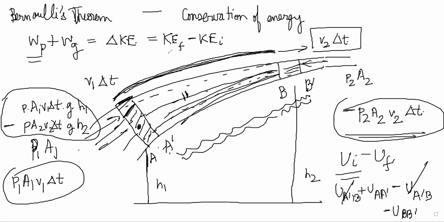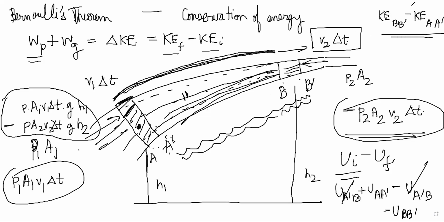That should be equal to change in kinetic energy. And again, kinetic energy, do the same thing. Kinetic energy final is kinetic energy of A dash B dash, so that will be composed of kinetic energy of A dash B plus B B dash. And again, subtract kinetic energy initial, which will cancel the A dash B portion initial. So it will be kinetic energy of B B dash minus kinetic energy of A A dash.